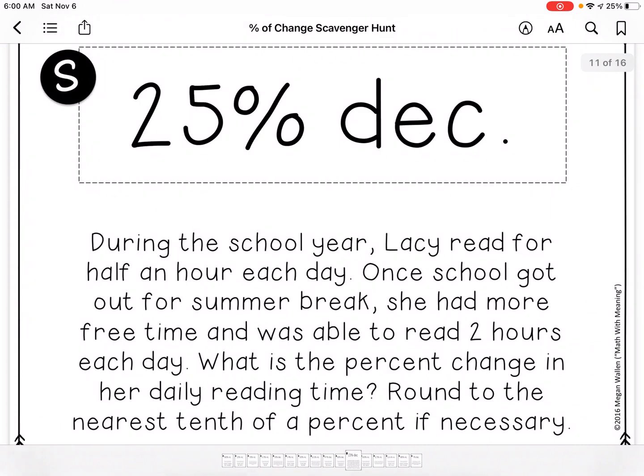During the school year, Lacey read for a half an hour each day. Once school got out for the summer, she had more free time and was able to read for 2 hours each day. What was the percentage change in her daily reading time?